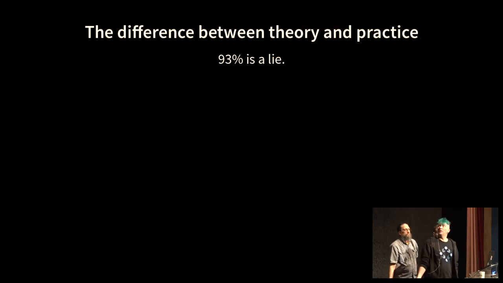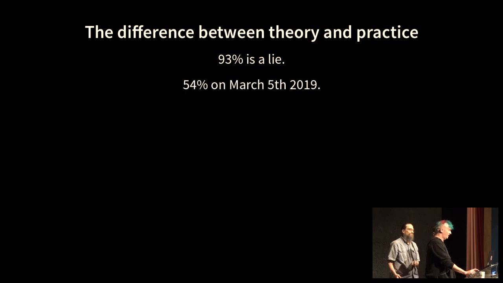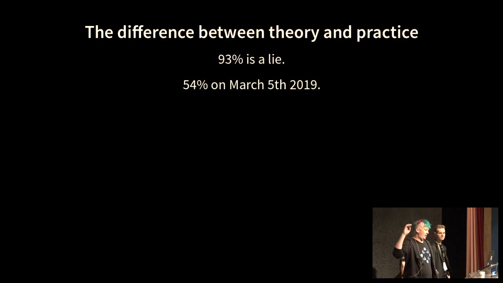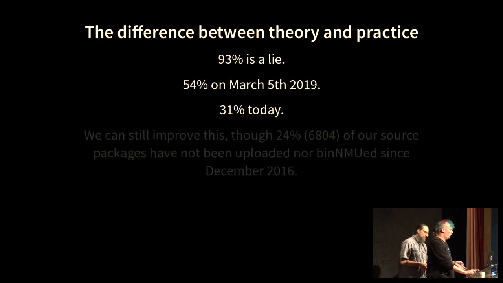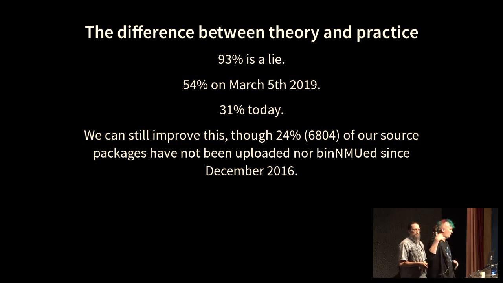So the difference between theory and practice is that it's 93% in theory, but then I investigated by comparing build info files which exist twice. So there has been a rebuild of this build info file and we only got to 54% in March 2018. And when looking at this today, it's only 31% reproducible packages in Buster. We can still improve on this by doing rebuilds, but we'll not get to 93%, that's also clear.